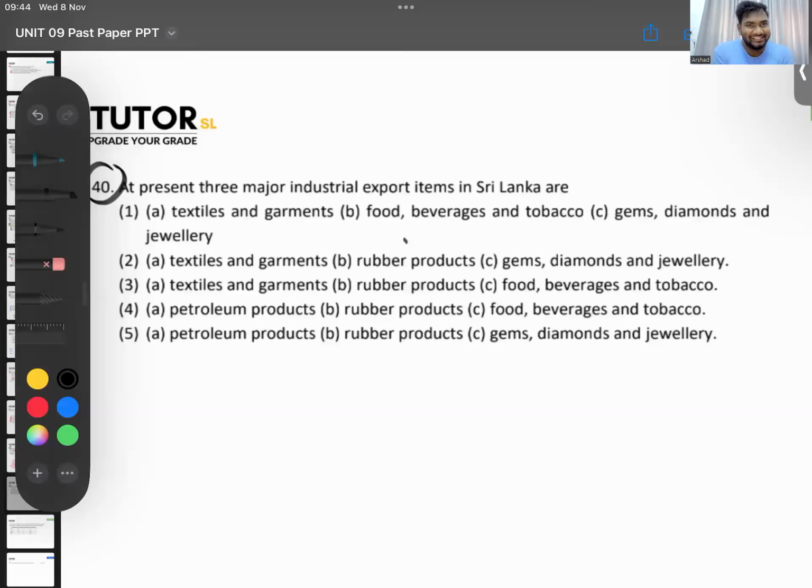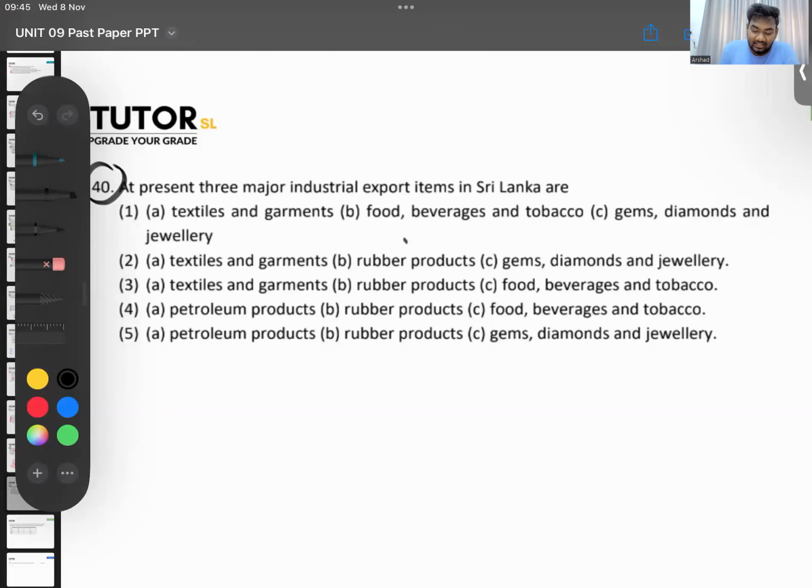What do you think? If it is raw rubber, it can be agricultural. Rubber products might be like tires and stuff, no? They are not saying raw rubber, no? Now, tea is raw tea, agriculture. But when you say rubber, we are not saying raw rubber, we are saying rubber products. So rubber products can be our second, right?